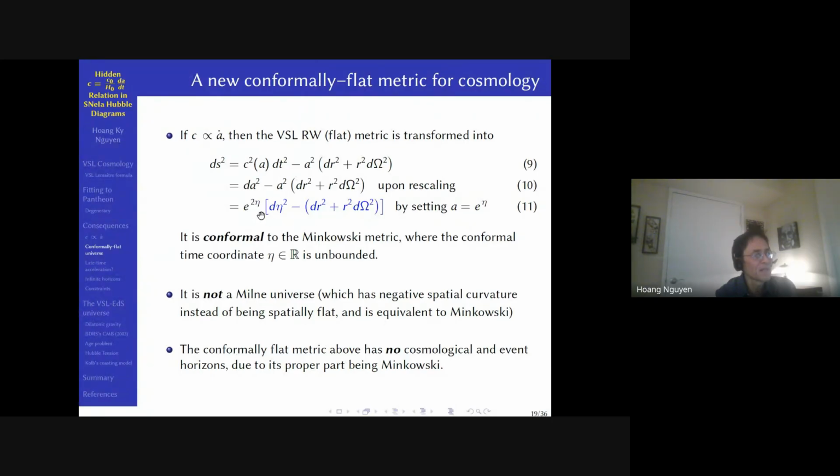But also, because of this conformal Minkowski part here, in this universe the past light cone and the future light cone extend to infinity, and so therefore this universe does not have any horizon, both the cosmological horizon for the past light cone and the event horizon for the future light cone. Okay, that's nice.